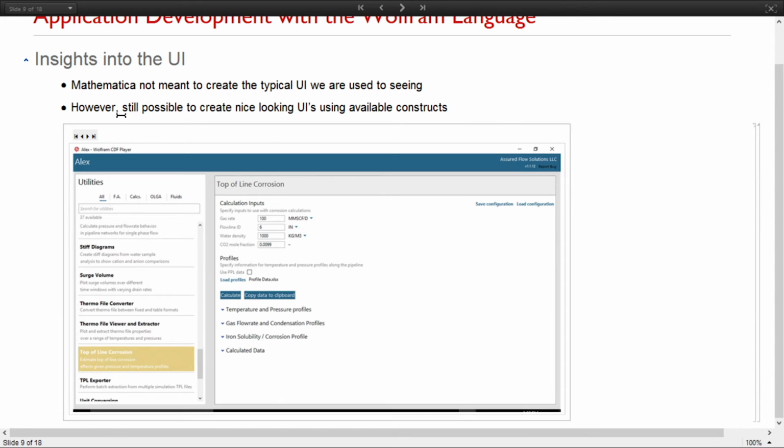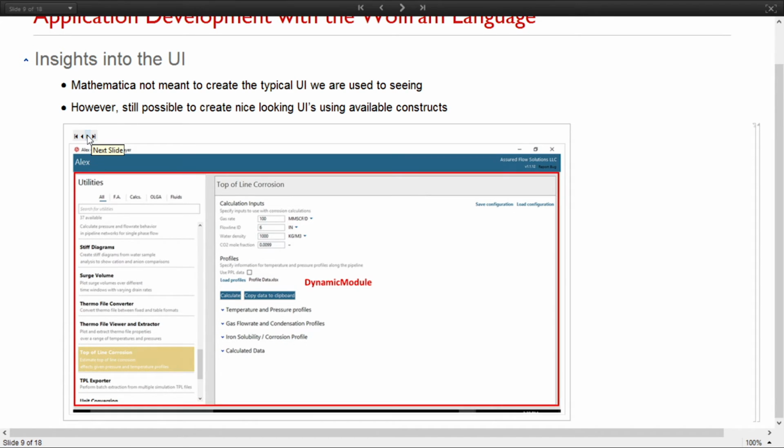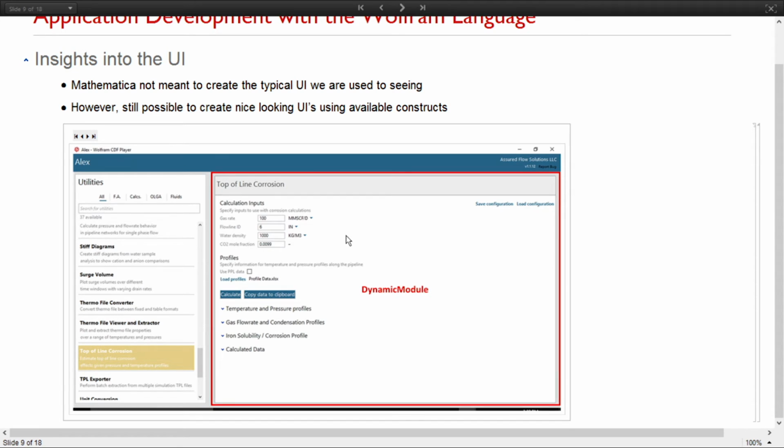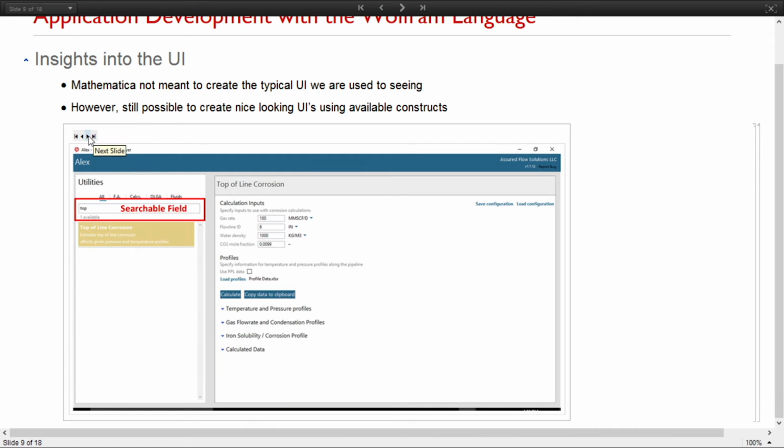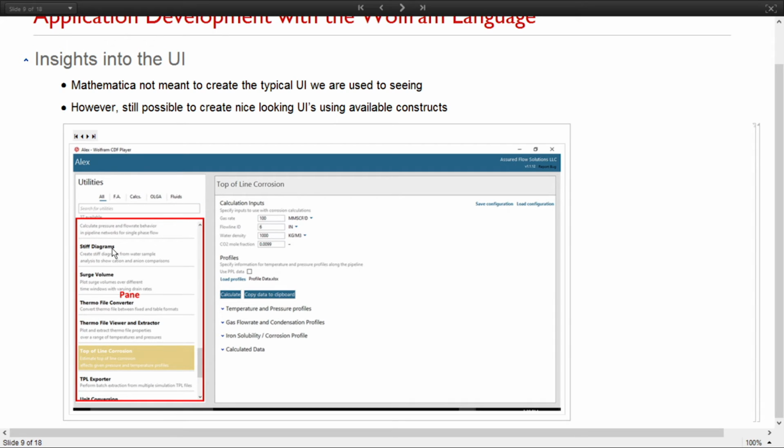So the insights into the UI, really quick. The whole thing is obviously in a CDF. On the top, we've got a docked cell, and then the remainder of the notebook is all wrapped around a dynamic module, wrapped inside of a dynamic module. And then each individual utility has its own dynamic module. And then inside of that is a pane, because a lot of these extend beyond the screen, and we wanted something that we could scroll through. And then over here, that searchable field that I mentioned before. And then just a pane here with a column of buttons in each one. If you click it, it sets the appropriate utility that you want to view.